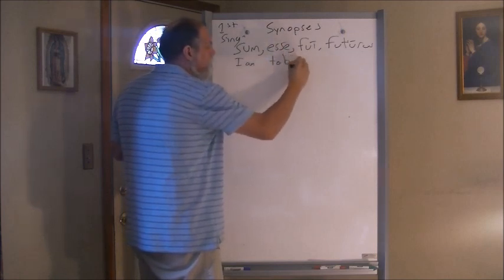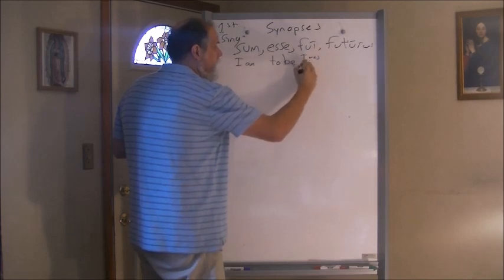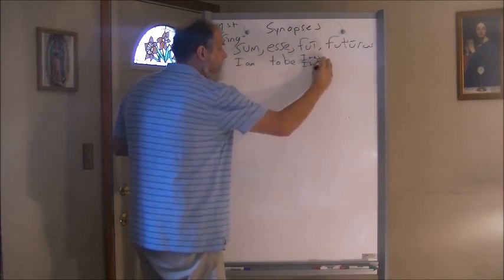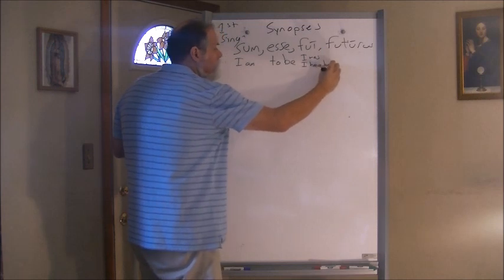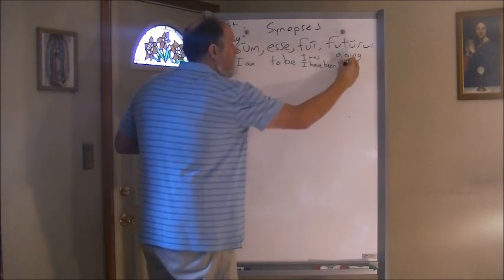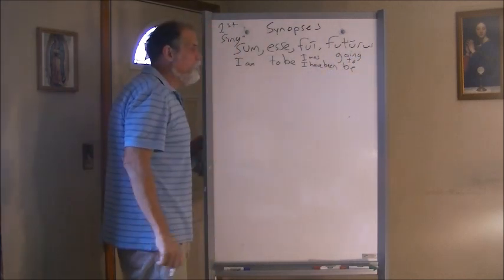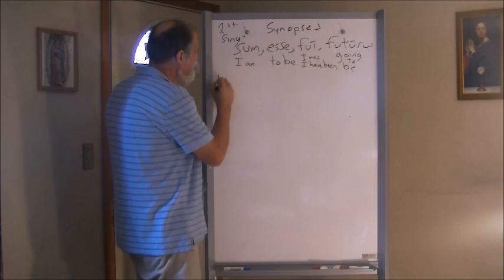Fui is "I was," or the preferred "I have been." And then futuros should be translated as "going to be." I noticed that in a few synopses. That was one you need to do. It's "going to be."